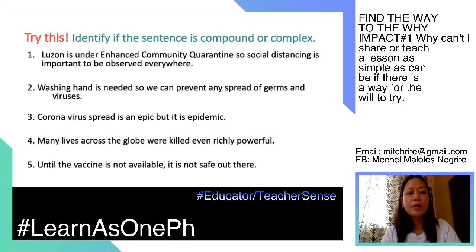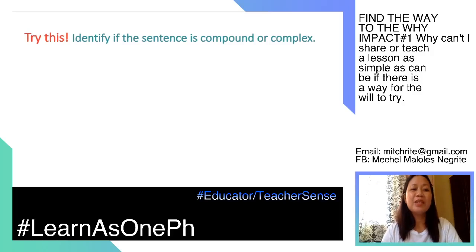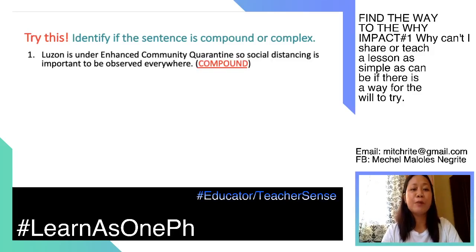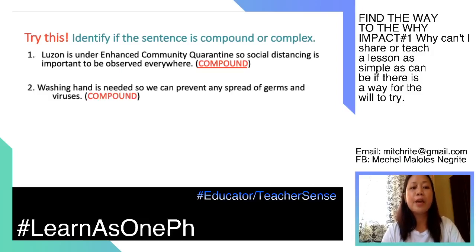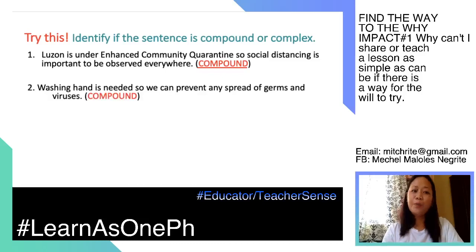Okay, so now, together, let's answer. You can check it. Be honest. Honest is the best policy. So, identify if the sentence is a compound or complex. So, number 1 is compound. So, why? Luzon is under enhanced community quarantine. So, social distancing is important to be observed everywhere. So, Luzon is under enhanced community quarantine. That is independent clause. So, there is fanboys or the coordinating conjunction. And then, social distancing is important to be observed everywhere. So, another independent clause. Number 2, compound again.